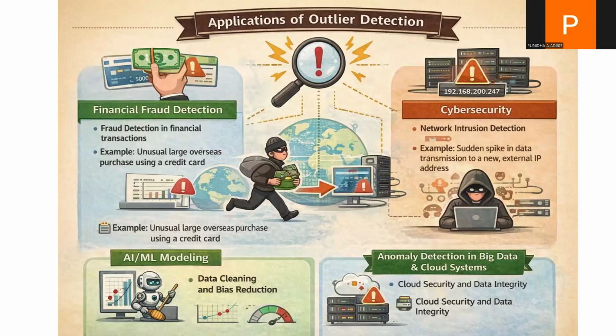Applications of outliers. Outlier detection plays a crucial role across various domains, enabling the identification of anomalies that can indicate errors, frauds, or novel insights. Here are some of the applications of outlier detection with specific examples. Financial fraud detection: fraud detection in financial transactions. Example, an unusually large overseas purchase using a credit card. Cybersecurity, network intrusion detection. Example, a sudden spike in data transmission to a new external IP.